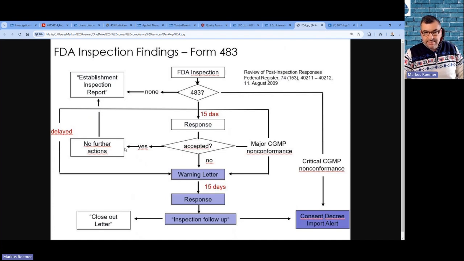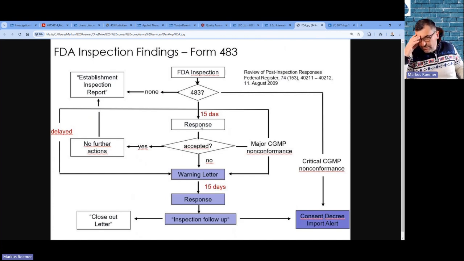They do not forget anything, okay? But if it's not accepted, you get a warning letter. So you see, it's not so easy to get a warning letter. It's always well deserved because you have the inspection situation, you have the wrap-ups, you have the final one. You get the form, you have 15 days to respond.